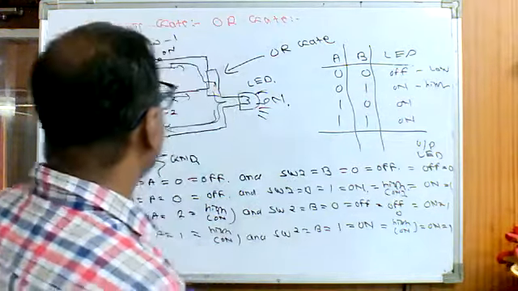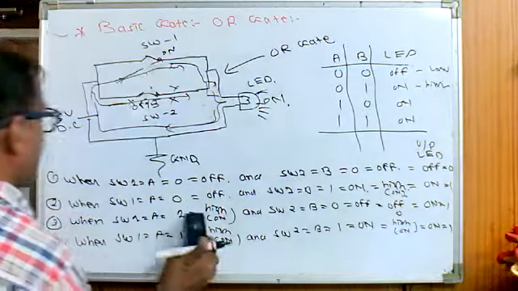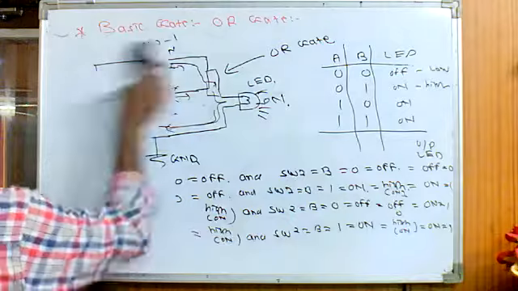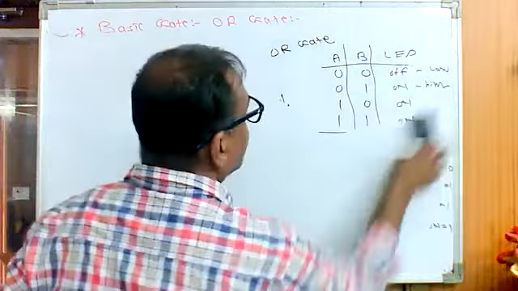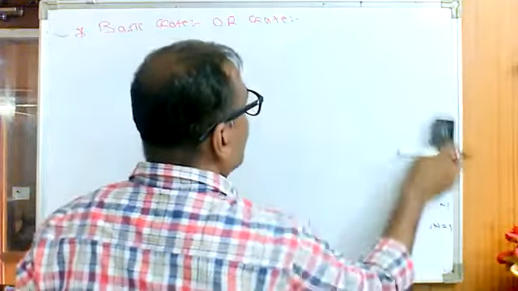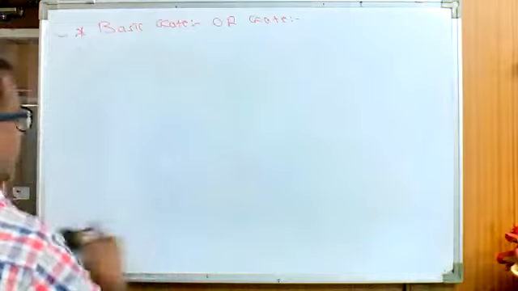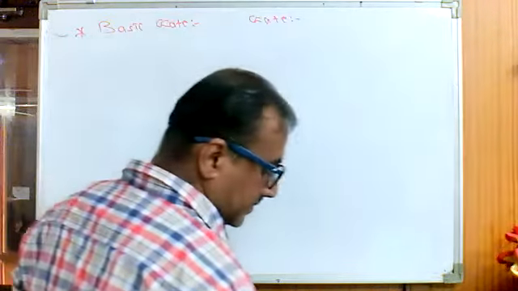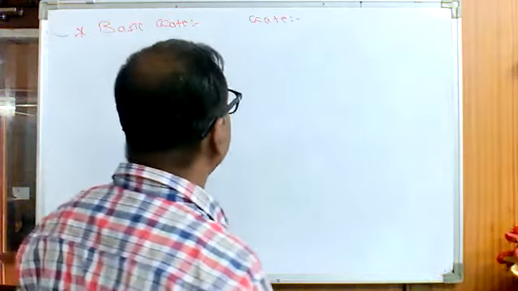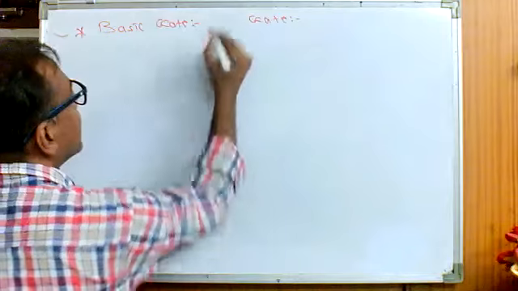Inside the OR gate, switching transistors are used. Another basic gate is the AND gate, the third basic gate.